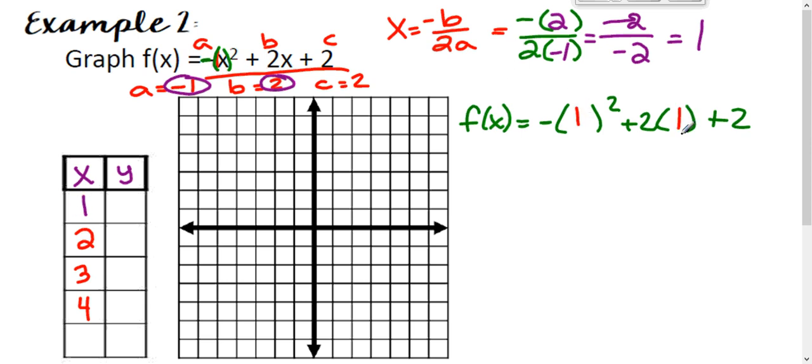Okay? And if you're going to use your calculator, make sure that you have the negative outside the parentheses, because your calculator is going to do 1 squared, which is 1, and then times that negative, which actually makes us a negative 1. That's the only time when you take something squared, it's going to become negative. So then we have plus 2 times 1, which is 2, plus 2. So negative 1 plus 2 is 1, plus 2 will be 3. So I get 3. My vertex is 1, 3.